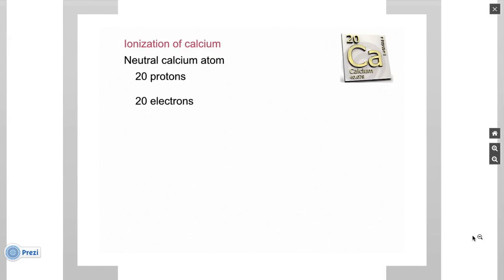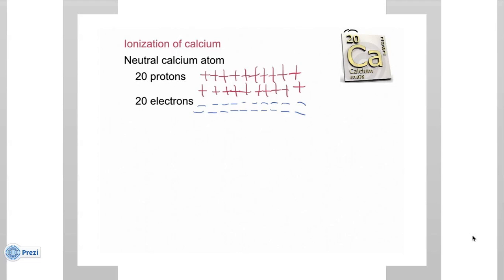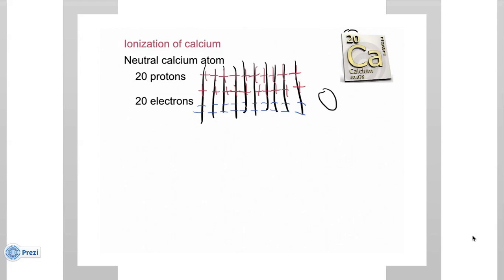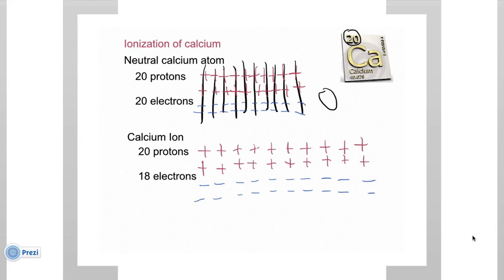If we find calcium on the periodic table, it has an atomic number of 20, so it has 20 protons. And since it's neutral, we know that it has 20 electrons. And the 20 positive protons and 20 negative electrons cancel each other out, giving us an overall net charge of 0.